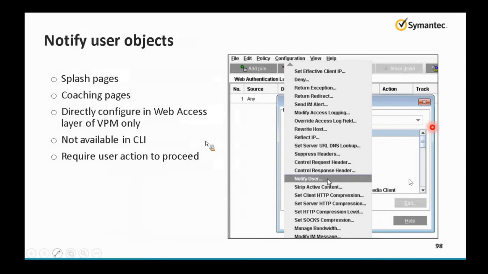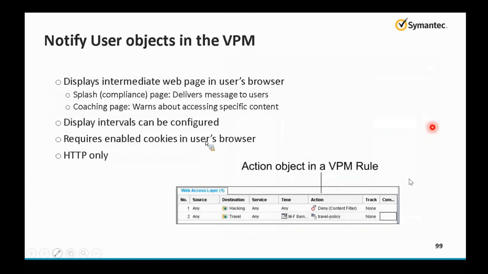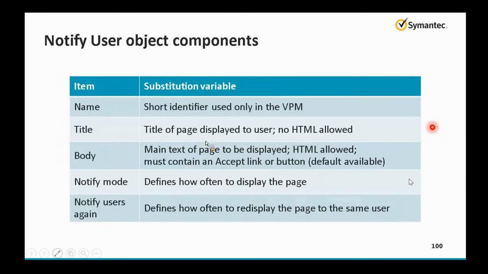Now, besides the exception page, we have what we call the notify user object. This notify user object is only configurable via the VPM. You cannot do this in the CLI, as what I have shown you just now for the exception page. It is an action object. It requires HTTP. All right. For the notify user object, because it is a page, it has to have a name, title, body, notify mode, and notify user. When are you going to notify the user again? Now, all this is already provided by the proxy. What you need to do is just edit the existing one. I'm going to show that to you in a short while.